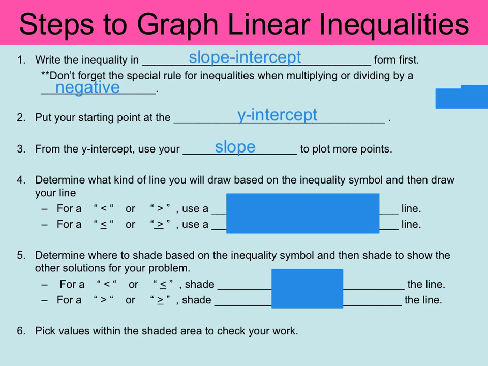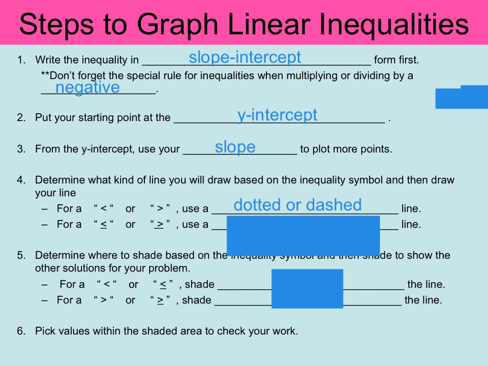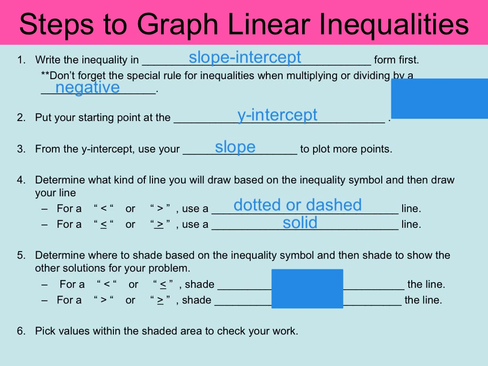So here's what we know. For less than or greater than, we're trying to show that our inequality represents things not including that line, because we don't have the or equal to. So for this kind of line, you would make a dotted or dashed line instead of connecting the dots. But if we have less than or equal to, or greater than or equal to, then we are including that straight line itself and anything else. So that's where you make a solid line.